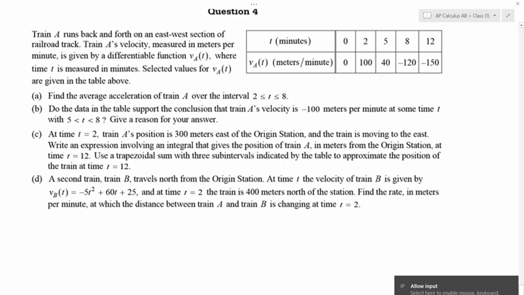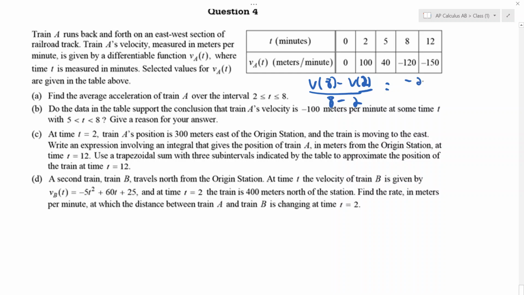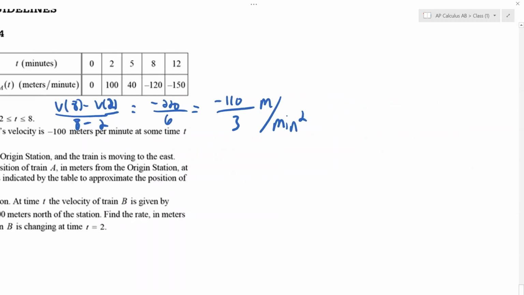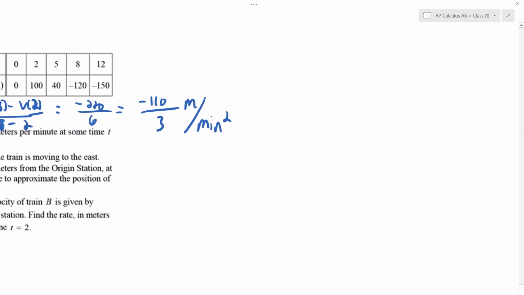All right. You're going to do V of 8 minus V of 2 over 8 minus 2, which is negative 120 minus 100, negative 220, over 6, which is negative 110 over 3. And the units on that are going to be meters per minute squared. Easy peasy.